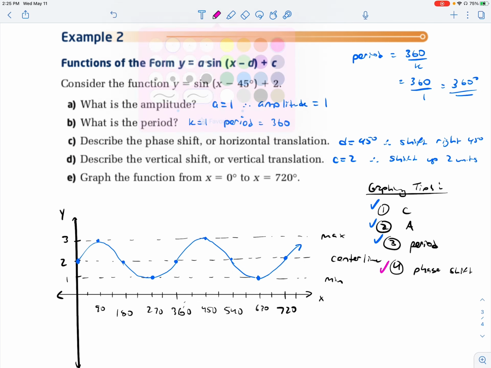All those points move over to the right 45. So this point maps over to here at 45, and same with the next one. They all just move over exactly 1 tick on the graph. Now I can draw this curve going nicely through like this.